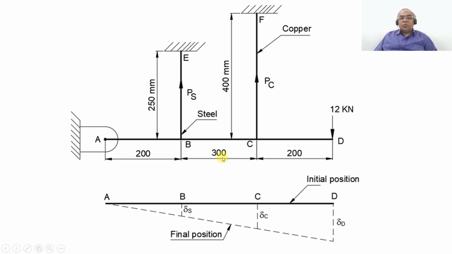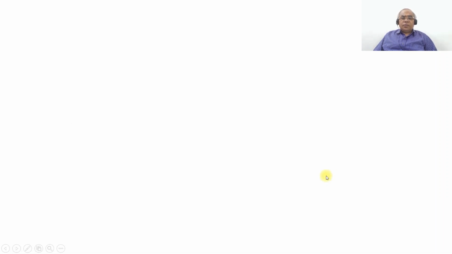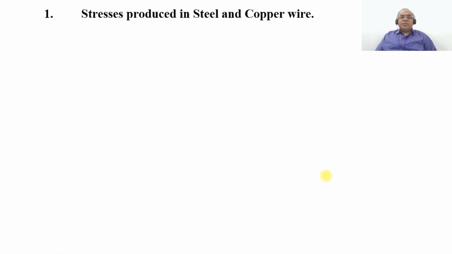Due to that, as the load is acting downwards, in order to keep it in equilibrium condition, the force is going to act in the upward direction, which is PC here, and also PS, which is also acting upwards, because the beam is trying to bend in the downward direction. So now, the stresses produced in the steel and copper wire we need to find out.